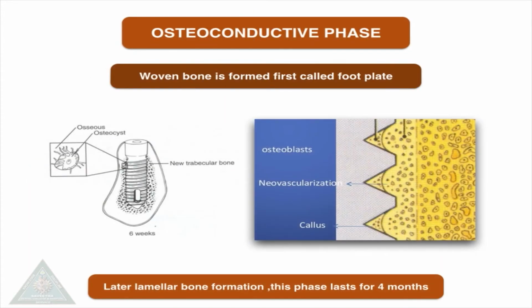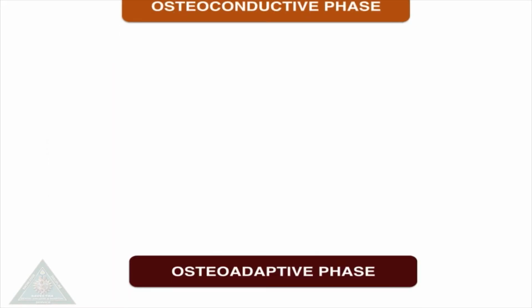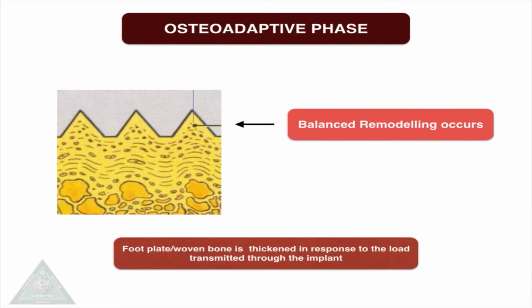In the osteoconductive phase, initially there is an immature connective tissue matrix and bone deposition as a thin layer of woven bone called the foot plate. Later the lamellar bone formation is present, and this phase lasts for 4 months. Next is the osteoadaptive phase. Here there is balanced bone remodeling, and the foot plate or woven bone is thickened in response to the load transmitted through the implant, and at times some orientation of the vascular pattern may be seen.